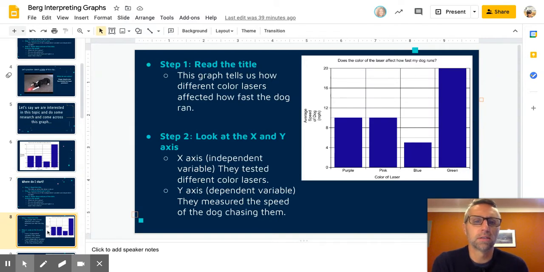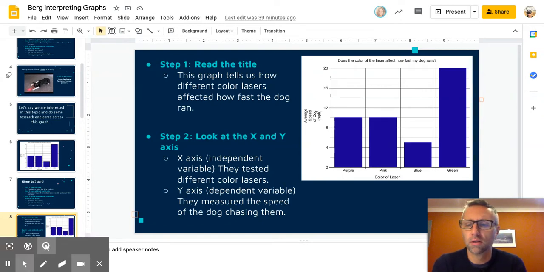The title tells us, does the color of the laser affect how fast my dog runs? So I know just from reading the title, I'm looking at different colors of lasers and how fast a dog is running. Step 2, we're going to look at the x and y axis. Let's start with the x-axis, on the bottom.